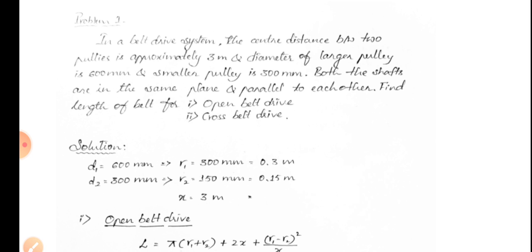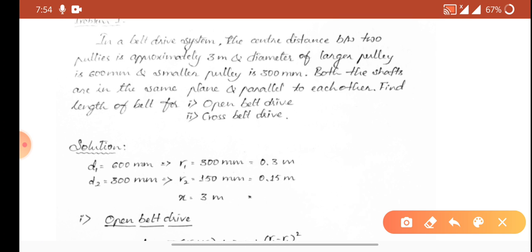So now we know what is open and cross belt drive. We know the formula for that also, right? So first we'll write down the data given. He's saying the center distance between two pulleys is approximately 3 meter. So I have written here the center distance is 3 meter, x. Then he's saying the diameter of the larger pulley is 600 mm. So here I have written the diameter is 600 mm. Then he's saying the diameter of the smaller pulley is 300 mm.